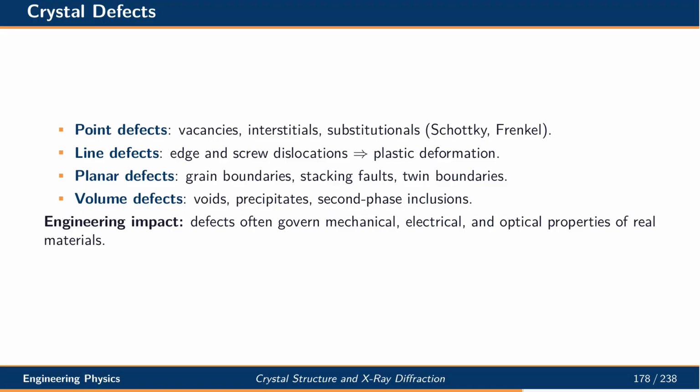Real crystals always contain defects, which strongly influence properties. Point defects include vacancies, interstitials, and substitutional atoms, with named varieties like Schottky and Frenkel defects. Line defects, called edge and screw dislocations, control plastic deformation. Planar defects include grain boundaries, stacking faults, and twin boundaries. Volume defects include voids, precipitates, and second-phase inclusions. These defects govern mechanical, electrical, and optical properties in materials.